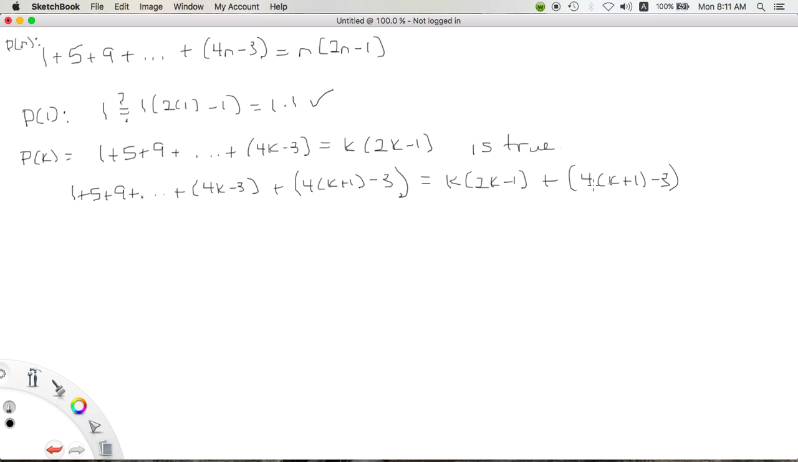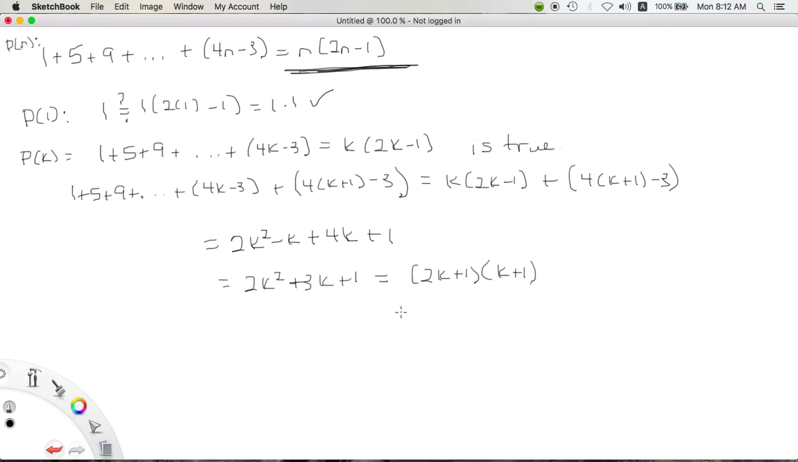So then we have to simplify this right-hand side here. So we've got 2k squared minus k plus 4k plus 1, because we've got plus 4 and minus 3, so that's plus 1. So we have 2k squared plus 3k plus 1, which factors to be 2 times k plus 1 times k plus 1. So we need to look at this. We want it to look like this here, for the k plus 1 term, for n equals k plus 1.